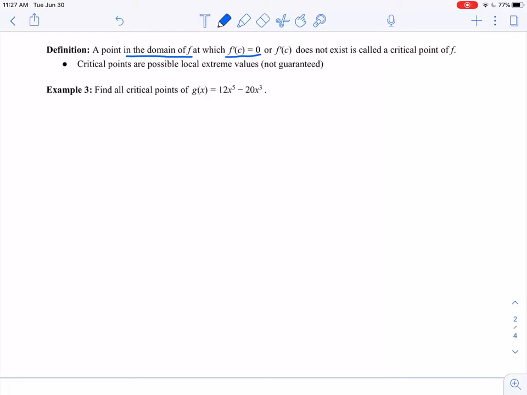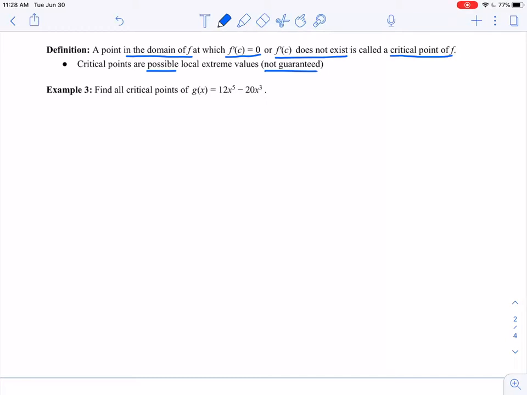to 0, so the derivative is equal to 0 at that point, or f prime of c does not exist, so in other words, the derivative is undefined at that point, is called a critical point of f. Sometimes these are called critical numbers, but they're critical points, places in particular where the first derivative is equal to 0 or the first derivative does not exist. Critical points are possible local extreme values. They are not guaranteed local extreme values.